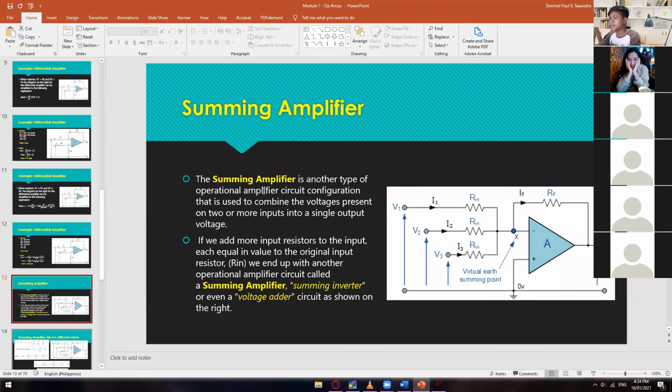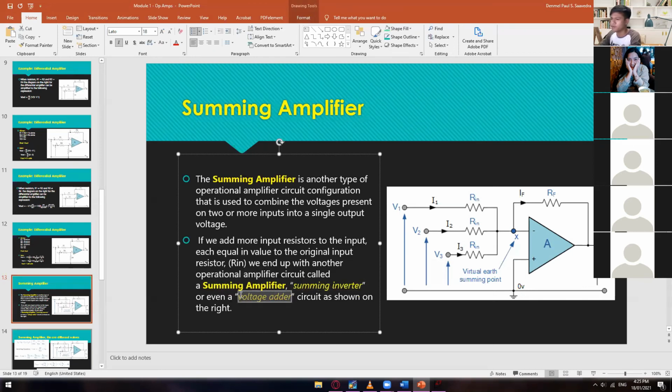So the summing amplifier is another type of operational amplifier circuit configuration that is used to combine the voltages present on two or more inputs into a single output voltage, as its name implies, summing the voltages and making it into a single output. If we add more input resistors to the input, each equal in value to the original input resistor, which is the Rin, we end up with another operational amplifier circuit, which is called the summing amplifier, or the summing inverter, or a voltage adder.